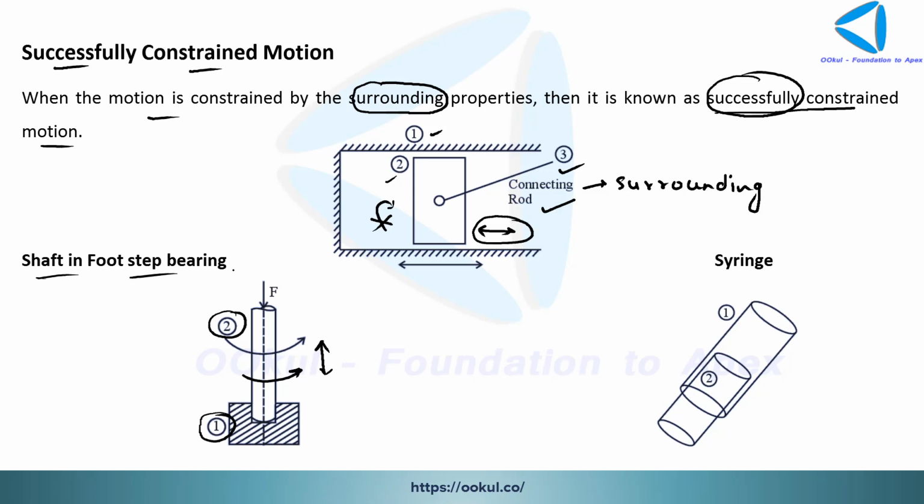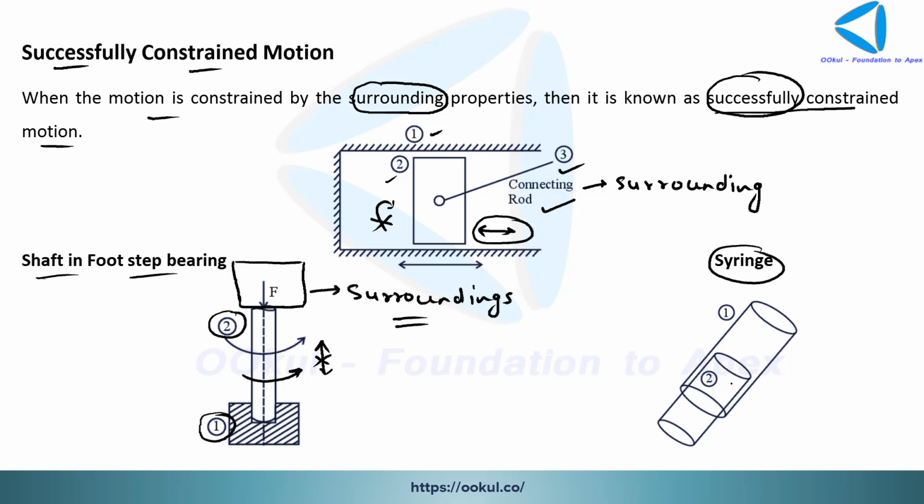So what we do, when the engine block is kept over this, okay, then its reciprocation motion or translational motion is restricted. Now only rotational motion is possible. So this engine block acts as again the surrounding for this system of the shaft over the footstep bearing. Okay, so this motion has again been constrained by the surrounding properties, hence it is known as your successfully constrained motion.